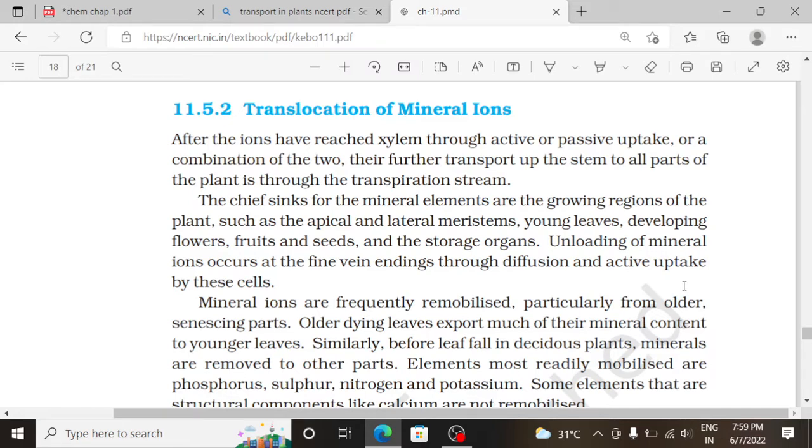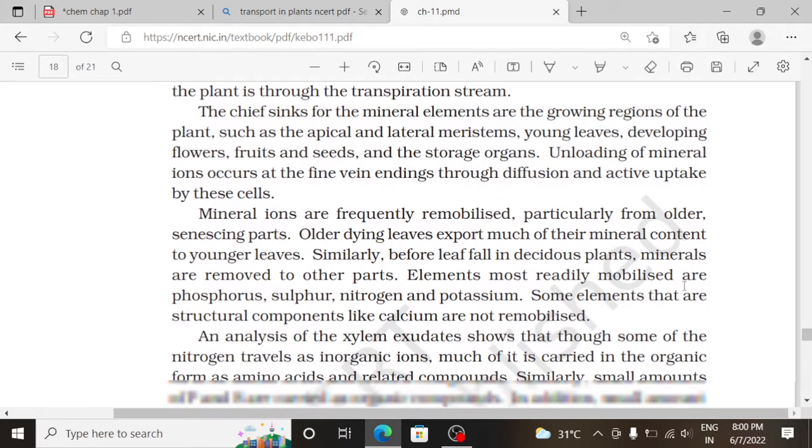Translocation of mineral ions. After the ions have reached the xylem through active or passive uptake or a combination of the two, their further transport up the stem to all parts of the plant is through the transpiration stream. The chief sinks for the mineral elements are the growing regions of the plant, such as apical and lateral meristems, young leaves, developing flowers, fruits and seeds, and the storage organs. Unloading of mineral ions occurs at the fine vein endings through diffusion and active uptake by these cells.